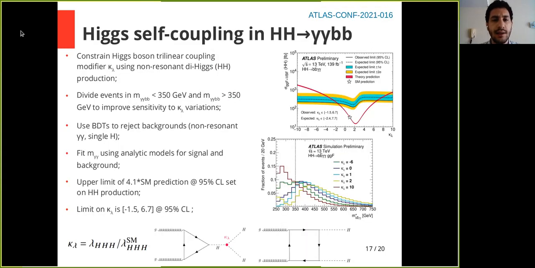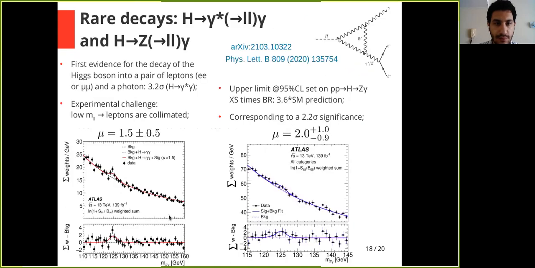This year in ATLAS, we also published the search for the di-Higgs, the double Higgs production in the gamma gamma BB final state. Using this process, we can constrain the kappa lambda, which is the self-coupling modifier. We managed to set an upper limit of 4 times the standard model prediction on the HH production, and also we set a limit on kappa lambda at 95% confidence level.